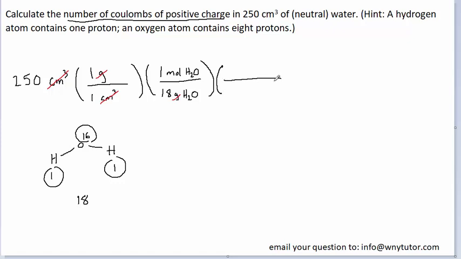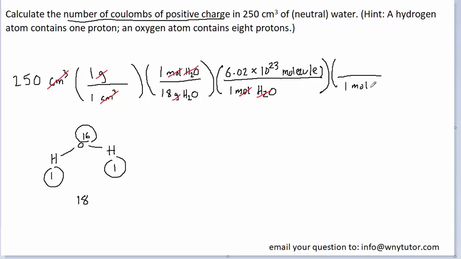Now, again, harkening back to chemistry, perhaps, we know that 1 mole of water would contain 6.02 times 10 to the power of 23 molecules of water. And of course, that 6.02 number is Avogadro's number. Hopefully we'll have room for this. So now the moles of water are going to cancel. We now have molecules.